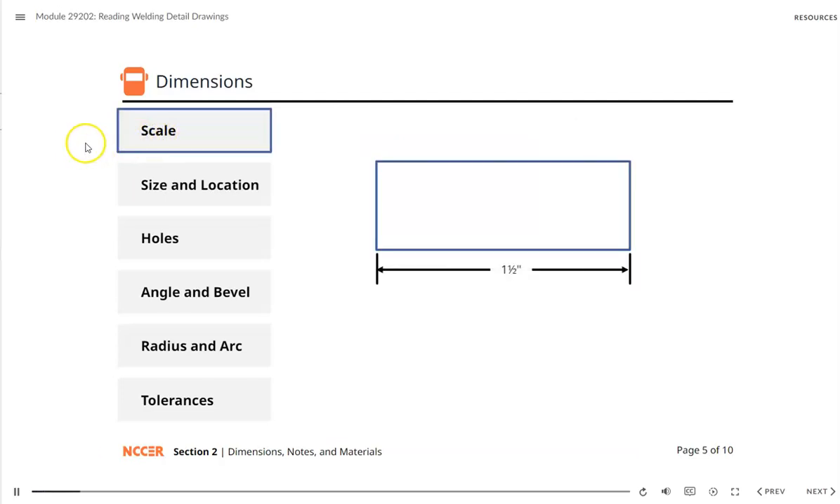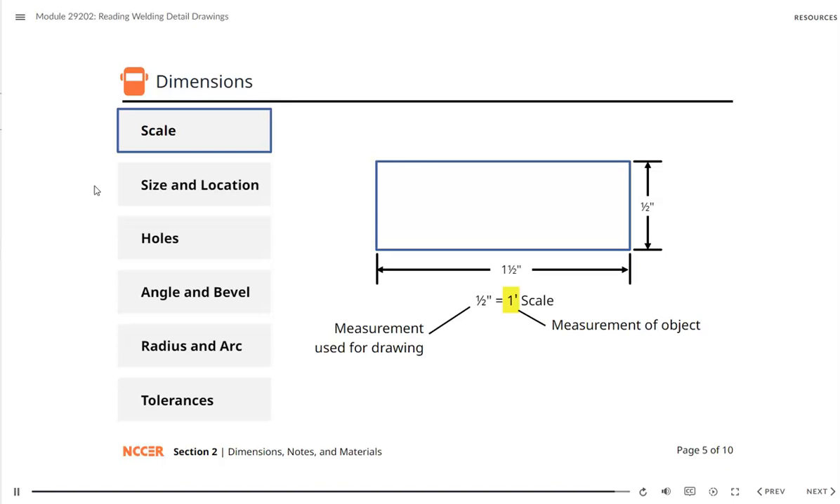Welding blueprints are generally drawn in a scale bigger or smaller than, but in proportion to, the actual object. The scale used in a drawing is given in the title block as an equation, such as 1/2 inch equals 1 foot. The figure to the left of the equal sign is the measurement used for the drawing, and the figure on the right represents the measurement of the object.